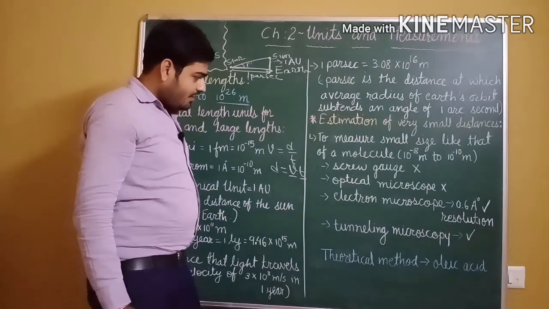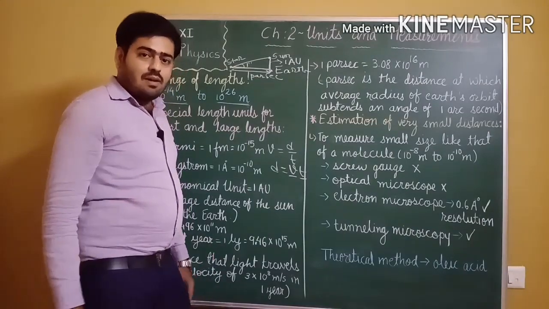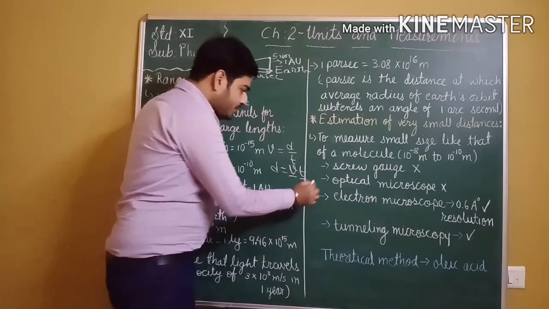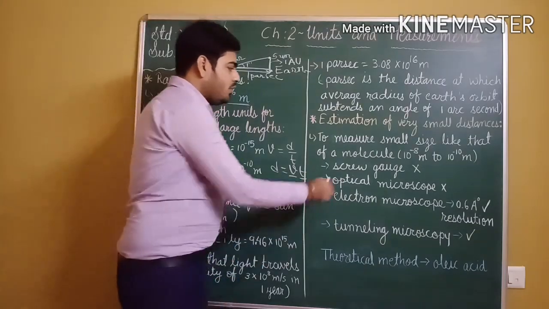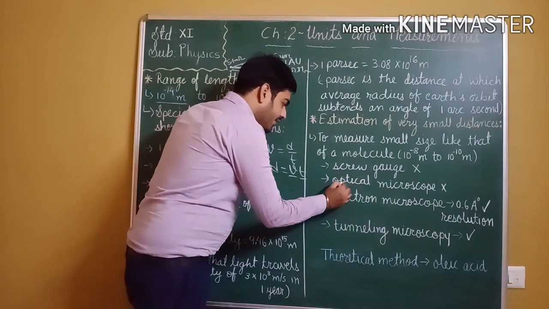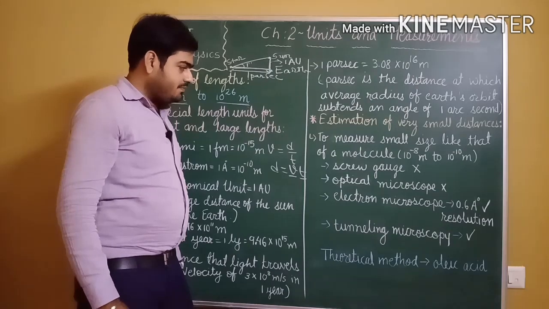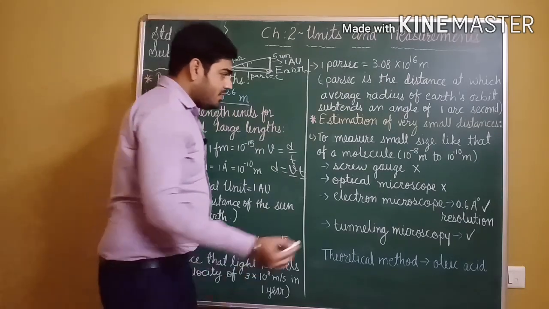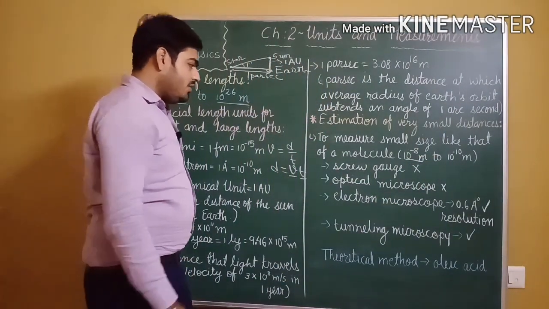Next, that is optical microscope. Can we measure size of molecule using optical microscope? About microscope and telescope you have studied in standard 10. And to observe small things we use microscope. Using optical microscope also we cannot measure the size of molecule, because this optical microscope requires light and wavelength of light, that is 10 raised to minus 7 meter, 4000 angstrom to 7000 angstrom. If we convert it into meter, then 4000 into 10 raised to minus 10, that is 4 into 10 raised to minus 7 meter. But size of molecule is from 10 raised to minus 8 meter to 10 raised to minus 10 meter. So we cannot measure the size of molecule using optical microscope.